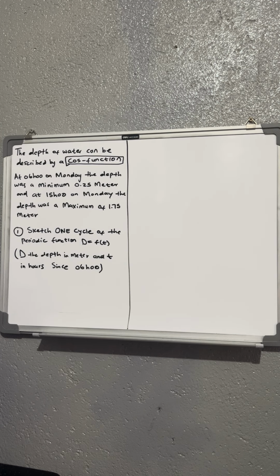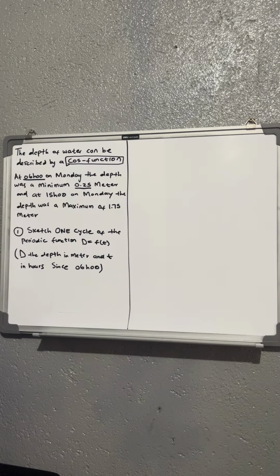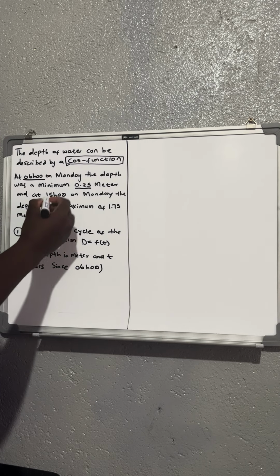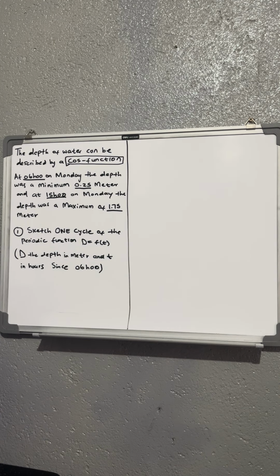Now they're saying at 6 o'clock on Monday, the depth was at a minimum of 0.25 meter. 0.25 meter at 6 o'clock. You see? And at 3 o'clock on Monday, the depth was at a maximum of 1.75 meter. Now they're saying sketch one cycle of the periodic function, d equals f of t. Then in brackets they're saying d, the depth in meter, and t in hours since 6 o'clock.